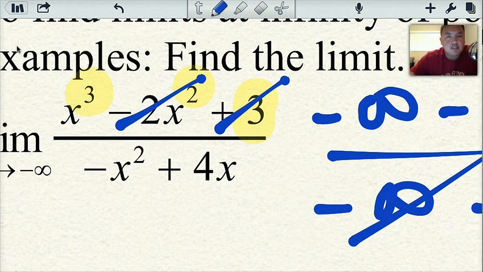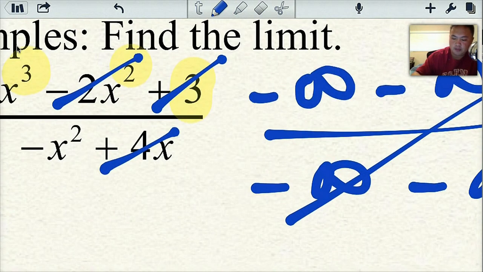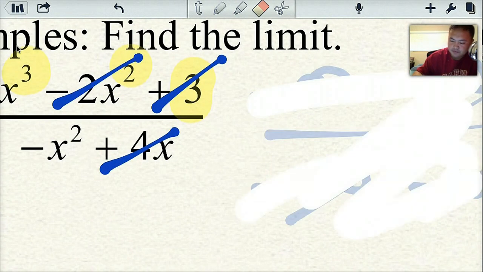For the bottom, same thing. I have an x squared, I have a 4x. This does not matter at infinity. At infinity, x squared is going to be so large, we don't even care about 4x. Okay, now let me erase this real quick.